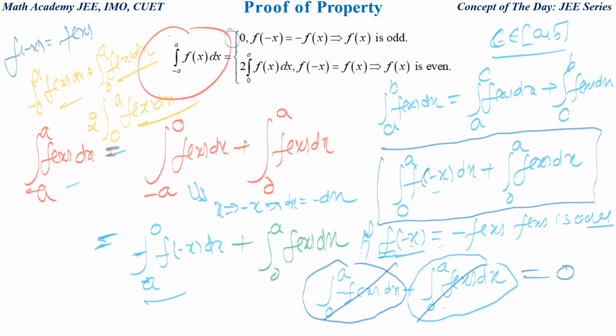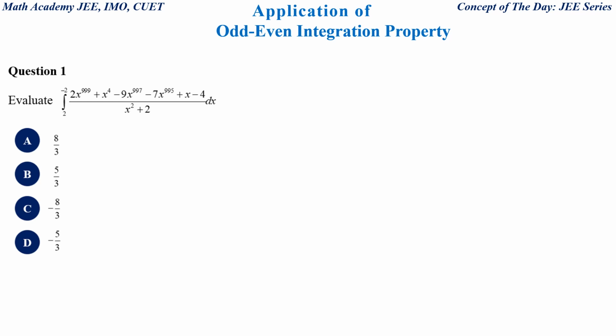If any function is defined in the interval minus a to a, then the integration from minus a to a of f is 2 times integral 0 to a f of x when the function is even. This is a very important condition. When the function is odd, it will become 0, and when the function is even, it is 2 times 0 to a. Okay, so let's take an example of how we can apply this odd even property to solve a numerical problem.